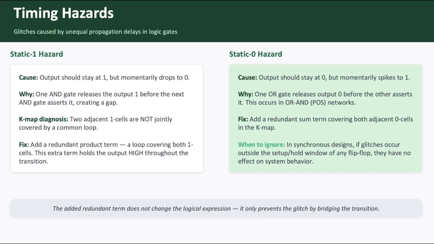An important qualification. In synchronous digital systems clocked by flip-flops, hazards only matter if they occur during the setup and hold window of the receiving flip-flop. If glitches are guaranteed to have settled before the clock edge, they cause no functional error. But in asynchronous logic and in the feedback paths of sequential circuits, hazard-free design is non-negotiable. The added redundant term does not change the Boolean expression or the truth table. It only changes the physical behavior of the circuit in time.